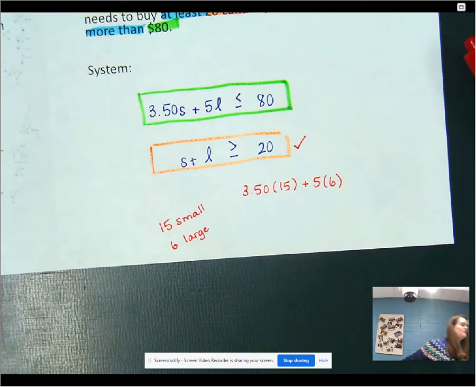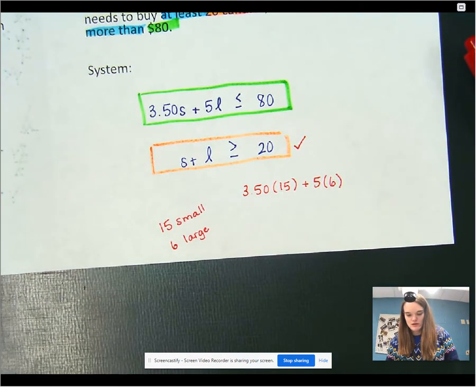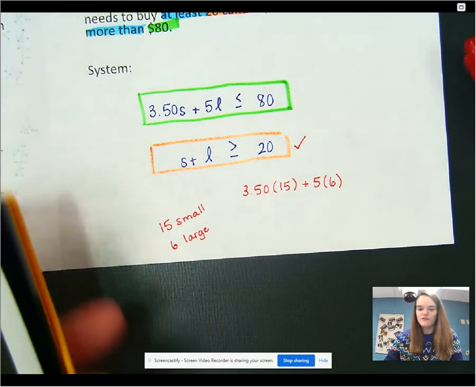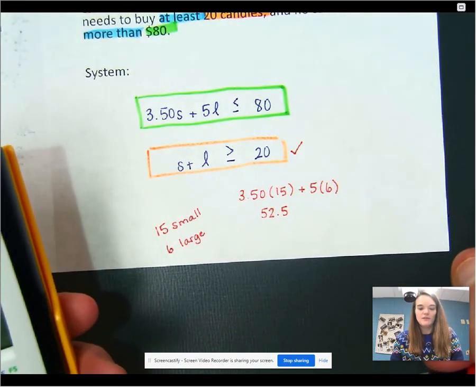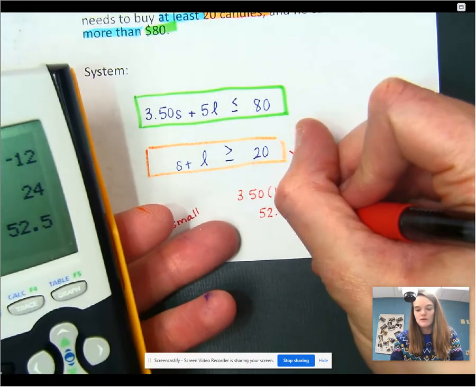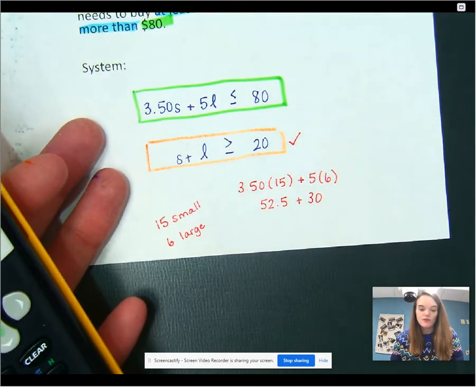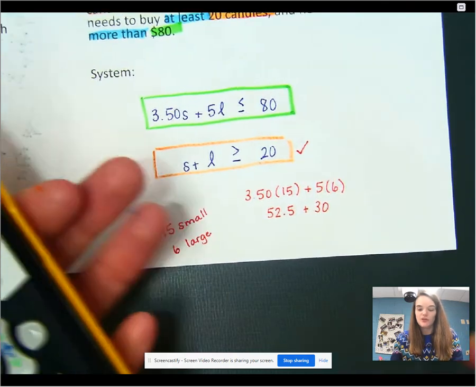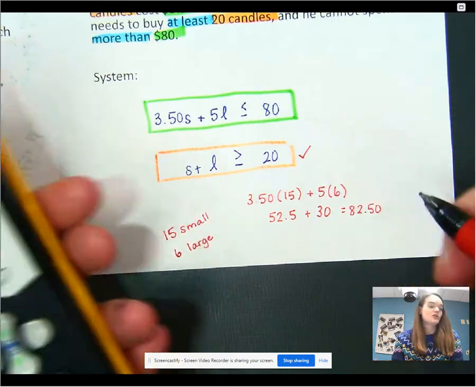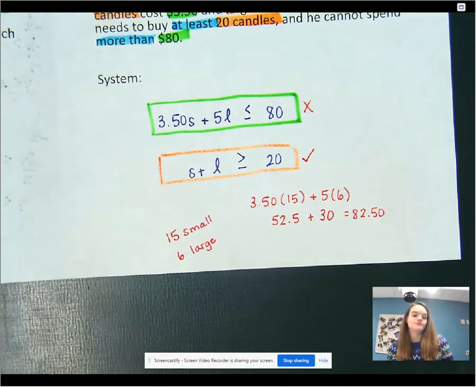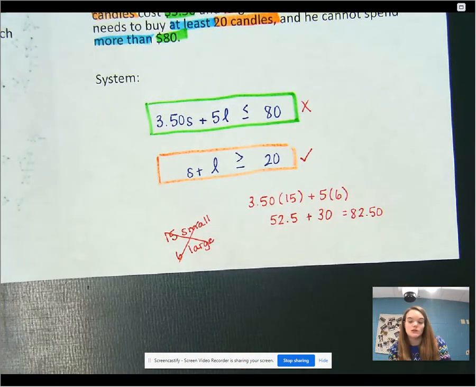3.50 times 15 is $52.50. And 5 times 6 is 30. Well, $52.50 plus $30 is $82.50. He has $80. That one won't work. So this is not a solution. Let's try something else.